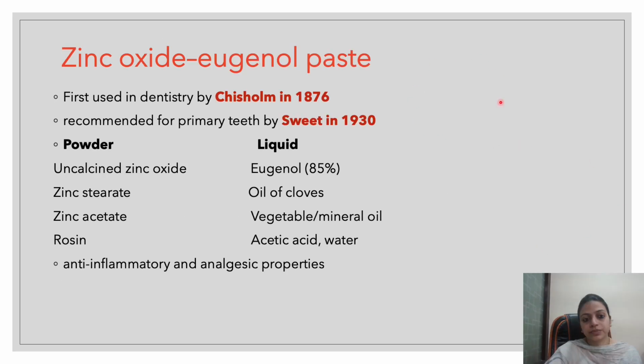The most important one is zinc oxide eugenol paste. It was first used in 1876. It was recommended for primary teeth by Sweet in 1930. The powder and liquid composition is written over here. It has anti-inflammatory and analgesic properties.